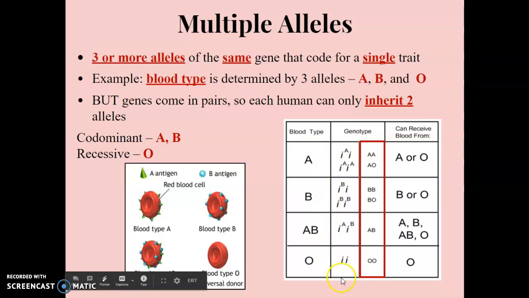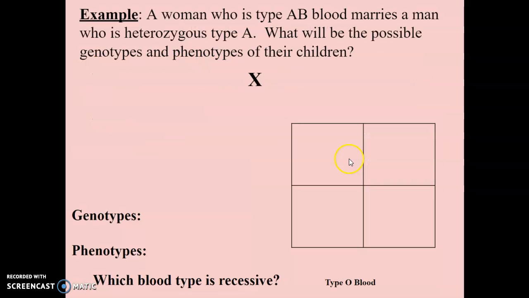Now we write these with I's, with superscripts, in order to show that it's related to the blood cell. And so when we're going to do these problems, we're going to write an I, and then the allele is going to be up as a superscript. So let's try one out. A woman who's type AB blood marries a man who is heterozygous type A. What will be the possible genotypes and phenotypes of their children?